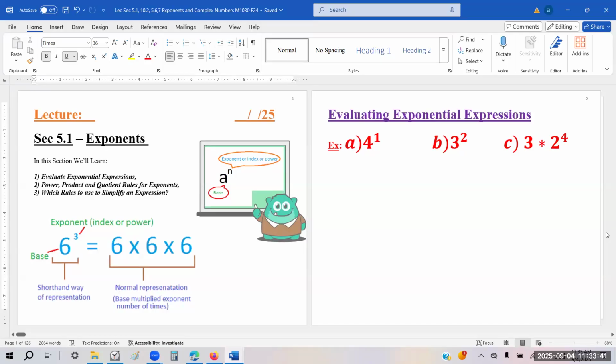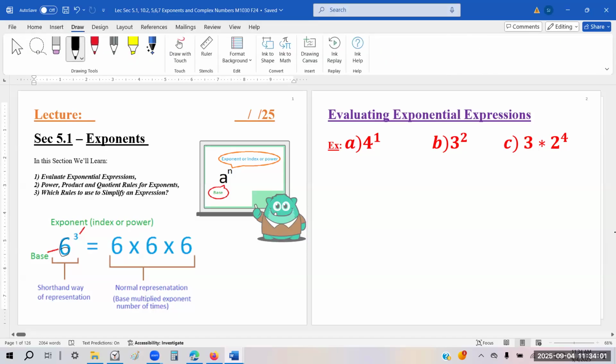Now, exponents have many names. We call them exponent, power, index. All of them mean the power or the degree. And whatever we have on the bottom, we call the base. So here our 6 is the base and 3 is the exponent or the power. Power tells us how many times you have to multiply the base. So 6 cubed means multiply the same 6 three times: 6, 6, 6.